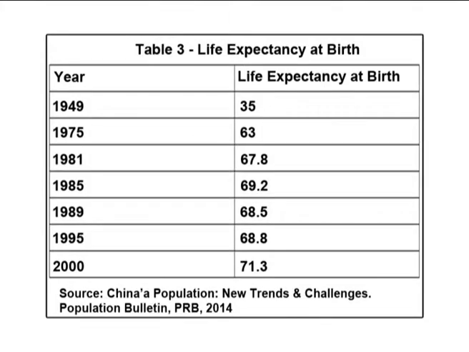Table 3 shows the pattern of change in life expectancy at birth in China for the years mentioned. Life expectancy was 35 years in 1949 and increased to 69 years in 1985, after which it declined slightly to 68. However, it soared again to 71 years in 2000.